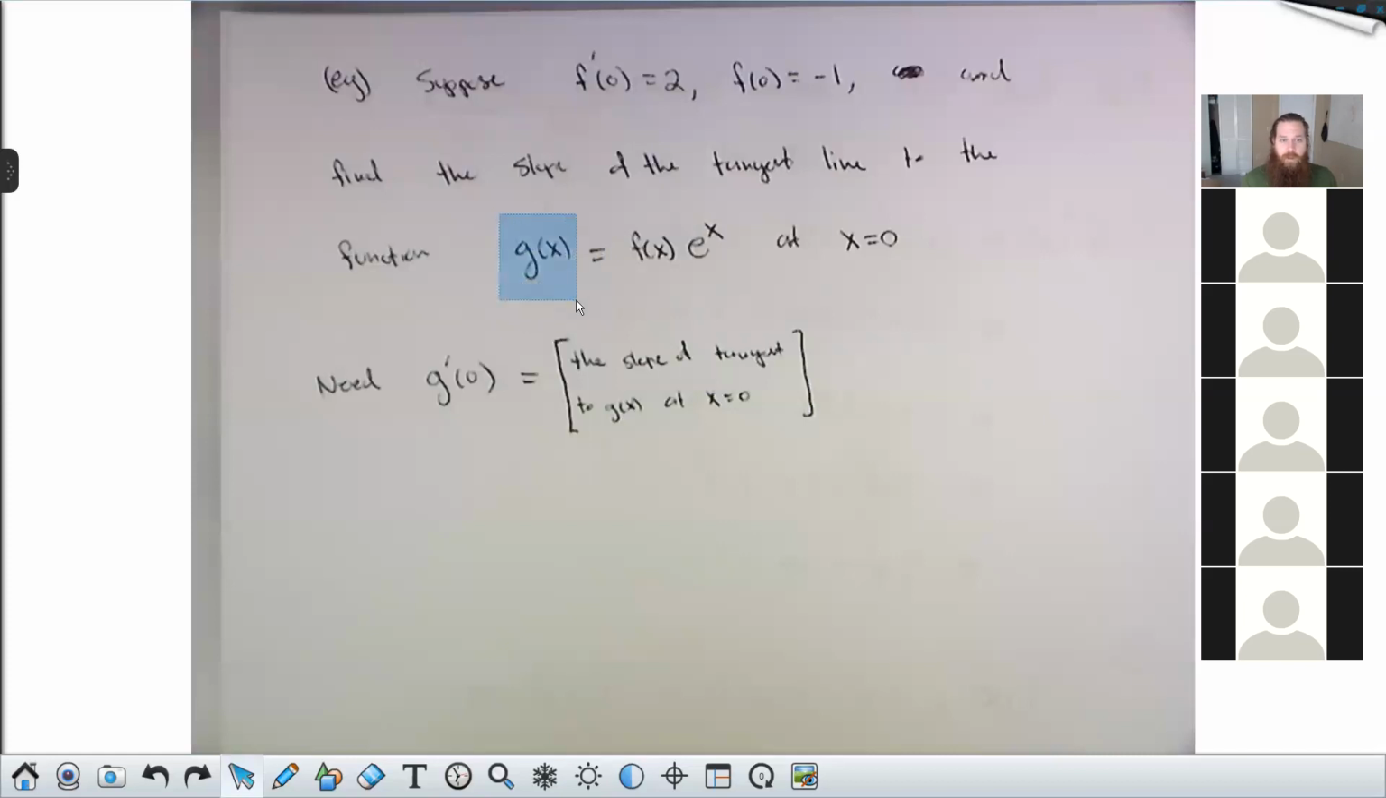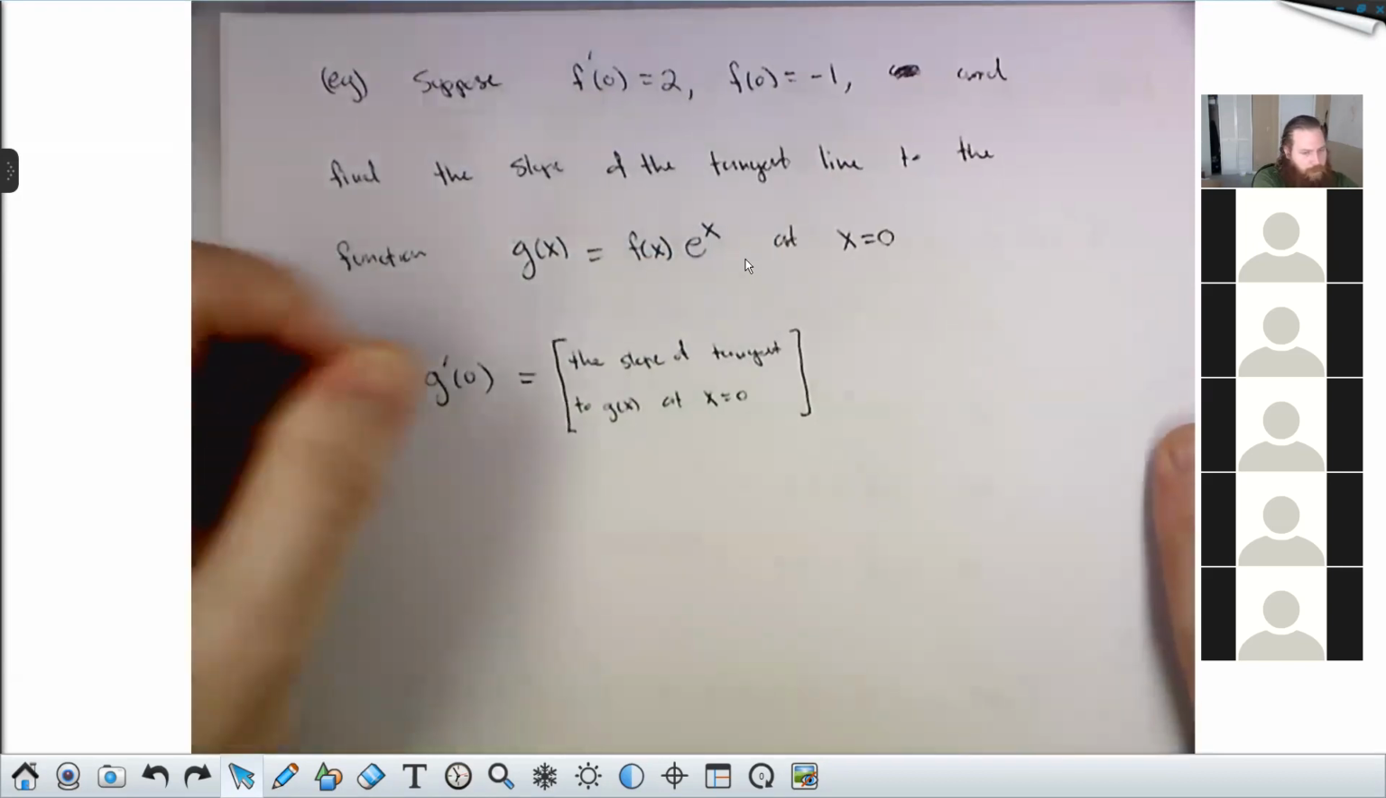How could I possibly get g prime of 0? Well, it would be dope if I had g prime of x, right? If I had the derivative g prime, then I could just plug in 0. But g of x wasn't given to me explicitly. It was given to me in this weird way where they said, okay, g of x is some function f of x times e to the x. So first, are we all comfy with why we're after this thing?